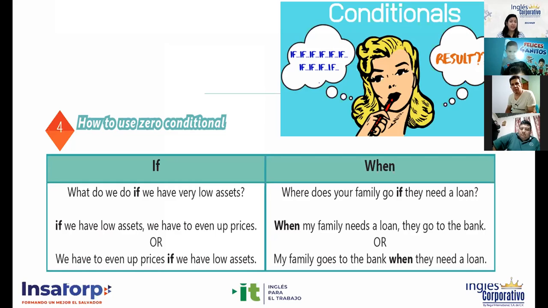Dice, cuando mi familia necesita un préstamo, ellos van al banco. Mi familia va al banco cuando necesitan un préstamo. Entonces, puede variar la posición de la condición y del resultado, no importa, puede ser al principio o al final. No cambia el significado de la oración, ¿verdad? Exacto. Vamos a ver.